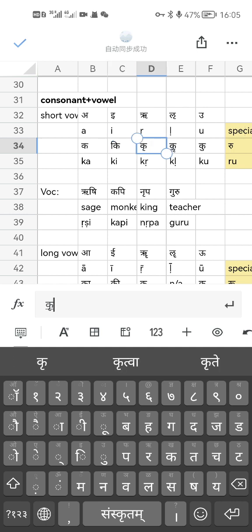Next one is kri. So it's ka and ri. For this ri, we put a small loop underneath. So it's like this, a small hook. Kri, kri. The same rule also applies to other consonants. You just put this hook underneath the letter.